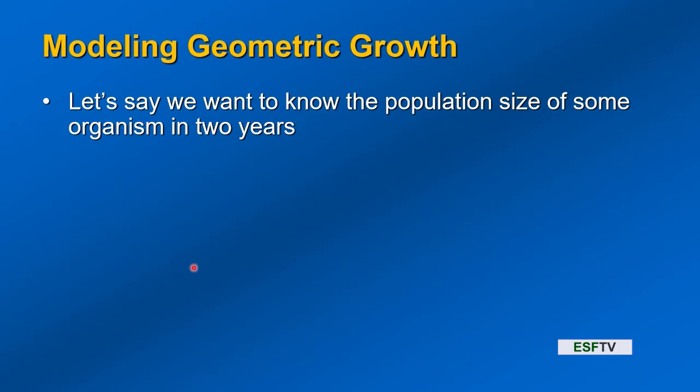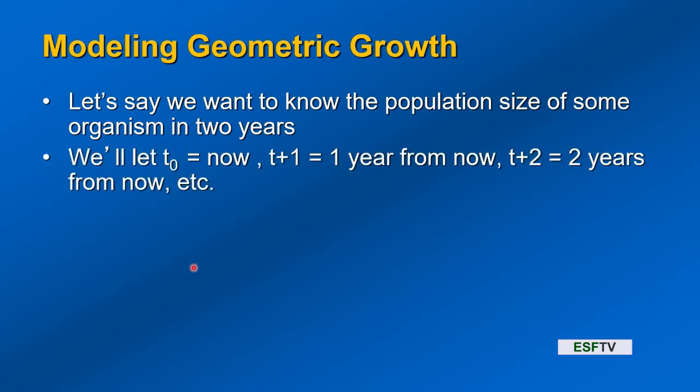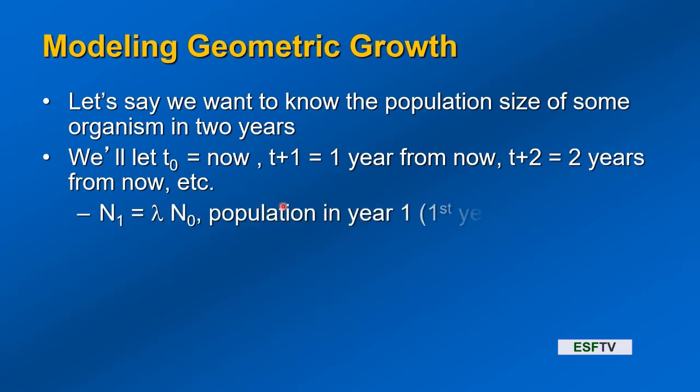So let's look at an example. Still without organisms, we're just looking at the numbers. Let's say we want to know the population size of some organism in 2 years, some population. We'll let t sub 0 equal now, okay? And then t plus 1 equals 1 year from now. And we can then say, okay, what about t plus 2, 2 years from now, etc. Can we continue to develop the model out into future years with this simple model using lambda the way I described in the last slide? And the answer is yes, of course we can.